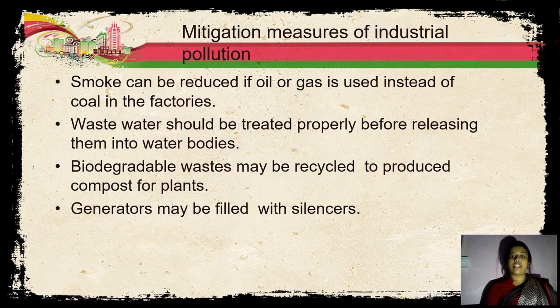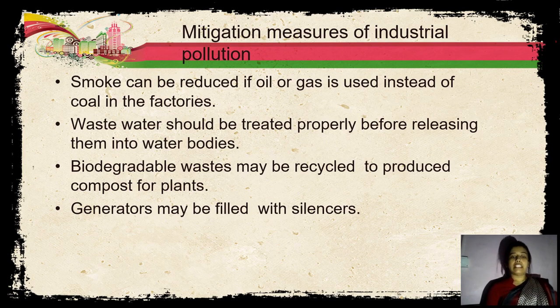mitigation measures of industrial pollution. Smoke can be reduced if oil and gas is used instead of coal in factories. These are some measures that can be used to stop industrial pollution, like wastewater that is disposed directly into rivers or water bodies, which should be treated properly before releasing it into the water bodies.